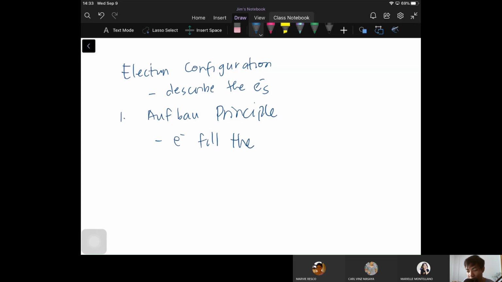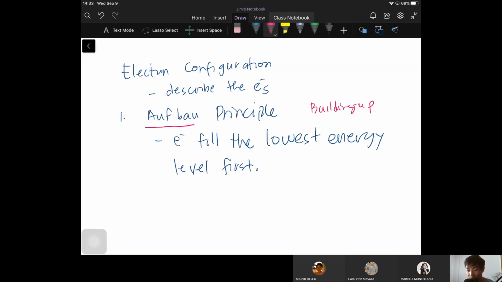Electrons fill the lowest energy level first. So yan yung sabi ni Aufbau principle. When you are placing electrons in an atom, dun ka muna maglalagay sa pinakaloob bago palabas. Isipin nyo yan as building, no? Kasi literally, in German, ang Aufbau ay German word yan for building up. Kaya tawag din dito building up principle. So, ano uli yung sabi ni Aufbau principle? When you place electrons, you fill up first the lowest energy level muna.